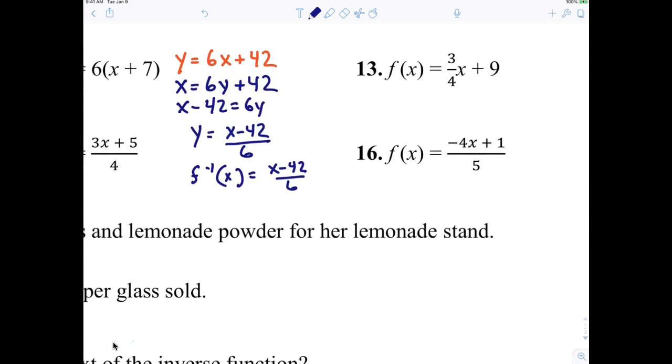All right, see if you can do 13 on your own. Go ahead. Could you just divide 42 and get -7? Yes, but then you would have to write it as 1/6 x minus 7, because you have to divide the x by 6 also. All right, so everybody try 13 real quick.